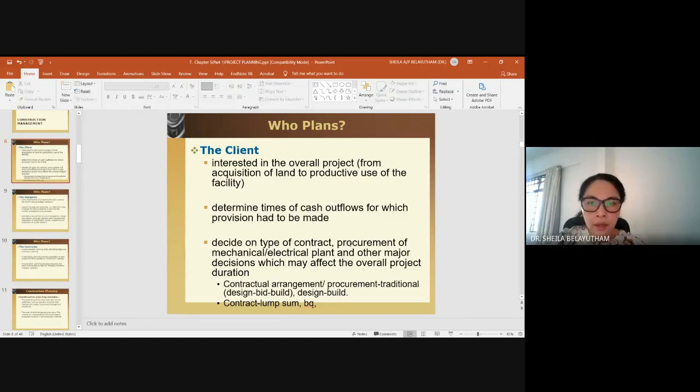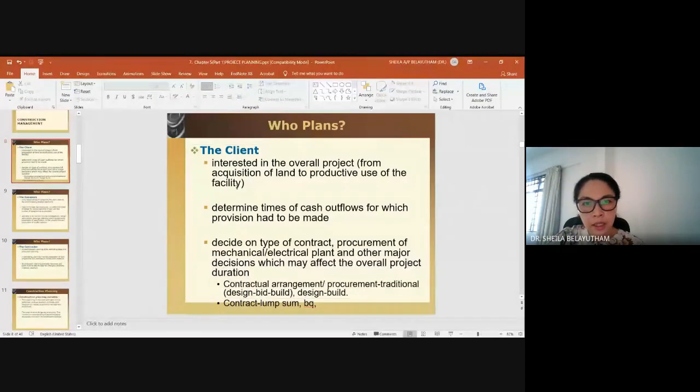Okay, and then the procurement of M&E plant. Okay, so if you have heavily loaded M&E plants that is being required, particularly when we talk about projects such as hospital. Okay, so those are heavily relying on the M&E, for example. So those would require huge expertise and also the inclusion of doctors and also nurses at the initial phase. Okay, and other major decisions which may affect the overall project duration.